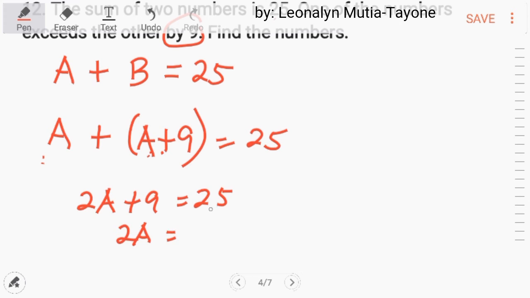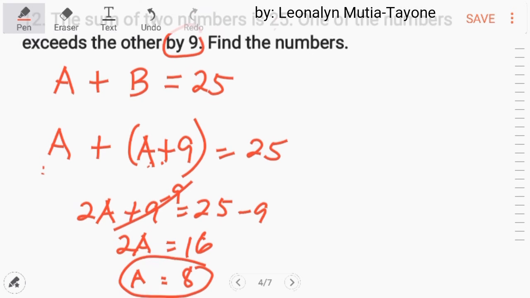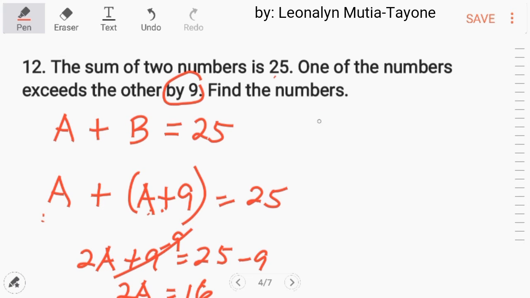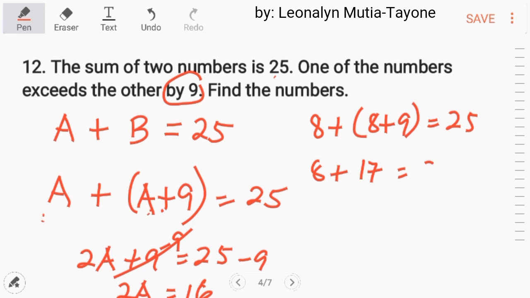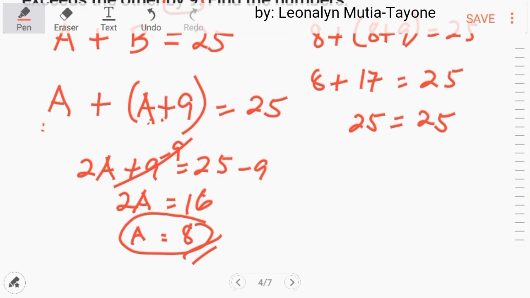Transpose natin. And 25 minus 9, kasi nag-minus tayo ng 9 para ma-cancel out dyan. And that is 16. So, A equals 16 divided by 2, 8. So, A is equals to 8. I-recheck natin. A is equals to 8. 8 plus 9 equals 25. Sa parenthesis muna tayo. 8 plus 9, and that is 17. So, 8 plus 17 equals 25. So, ang answer dito ay 8.